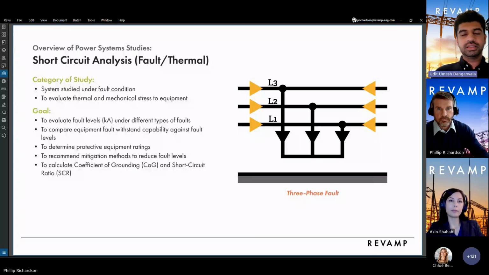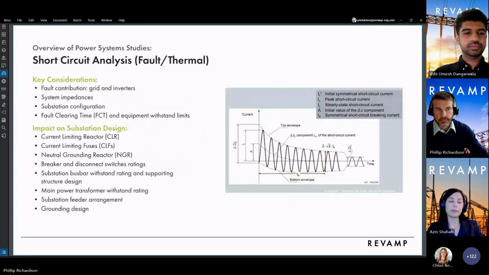When performing the analysis, we also calculate the coefficient of grounding to ensure that the system is effectively grounded when needed. We also calculate the short circuit ratio for the project to ensure that the inverters are able to operate as intended. Next slide, please.